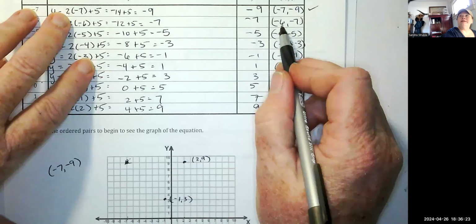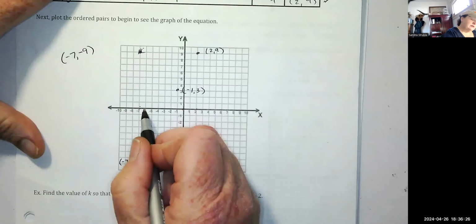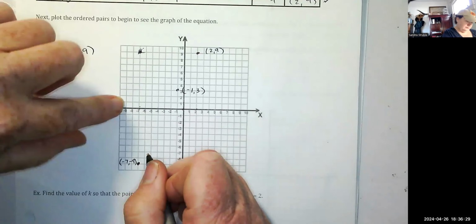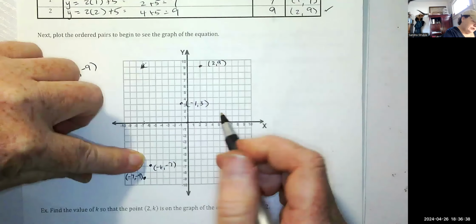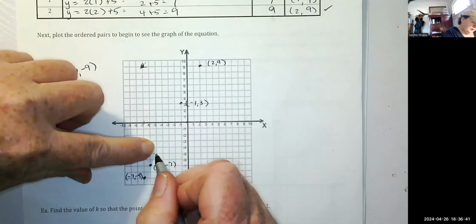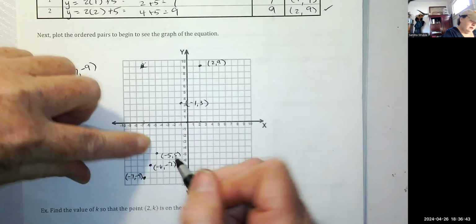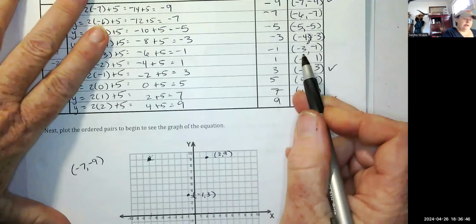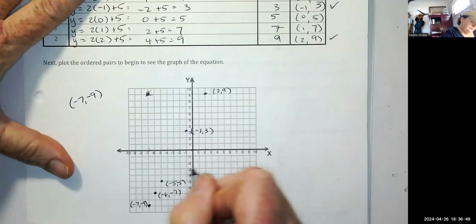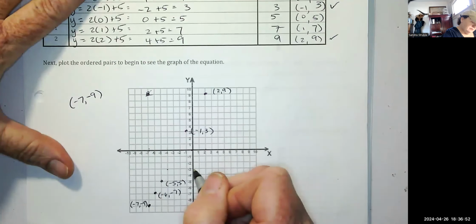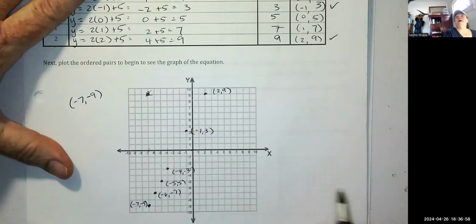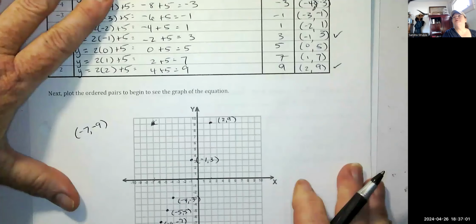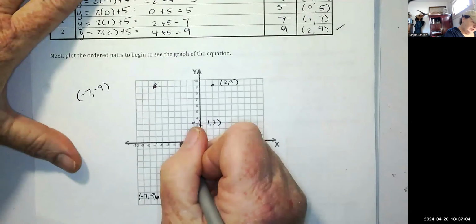I'm going to start up here at the top, -6, -7, which means we're going to go left 6, and then we're going to go down 7. Right there. The next one was -5, -5. So left 5 and then down 5. Right there. -4, -3. So left 4, down 3. Right there. There it goes. -3, -1. 1, 2, 3, 1.